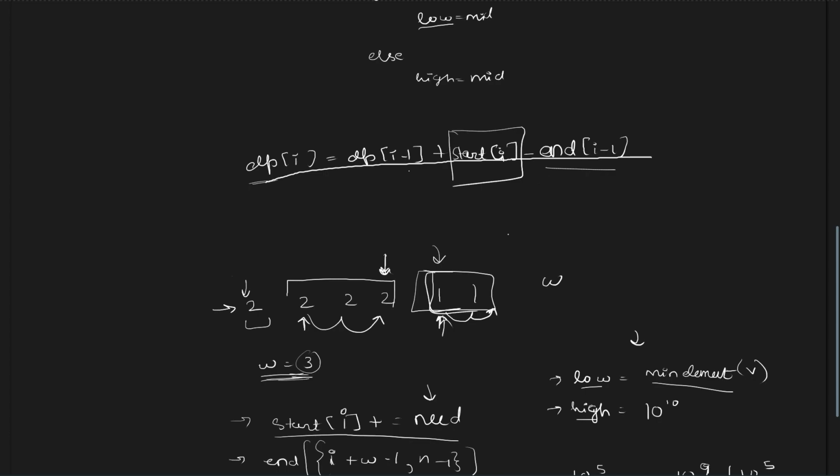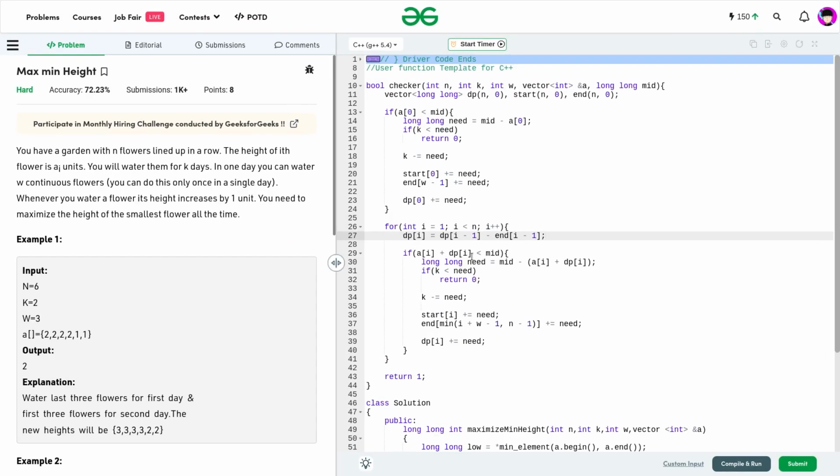The thing is, dp of I minus 1 is already computed, end of I minus 1 is already computed, but start of I has not been computed yet. That is why I have not included it in my answer right now. I just excluded it for the time being.